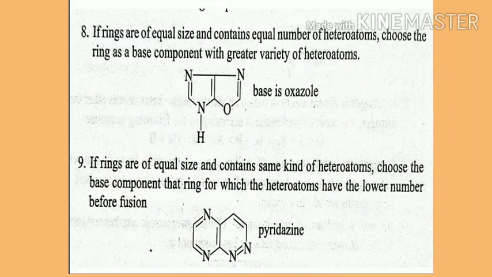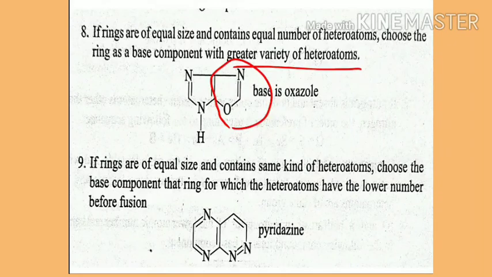If rings are of equal size and contain an equal number of heteroatoms, you can see both rings are 5-membered and have the same number of atoms. Choose as the base component the ring with the greater variety of heteroatoms. So here oxygen and nitrogen are different, so this ring will be chosen as the base component and the remaining ring is chosen as the attached component.